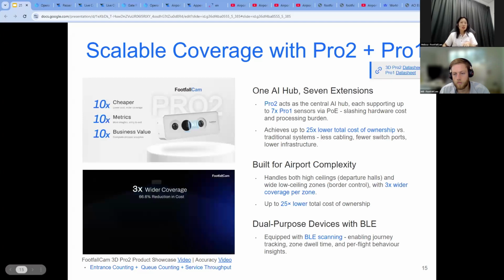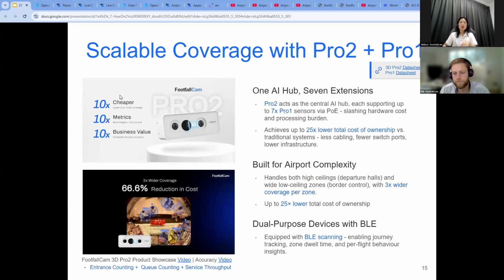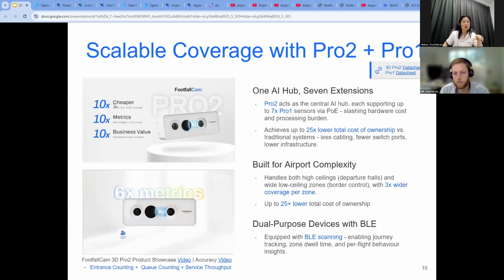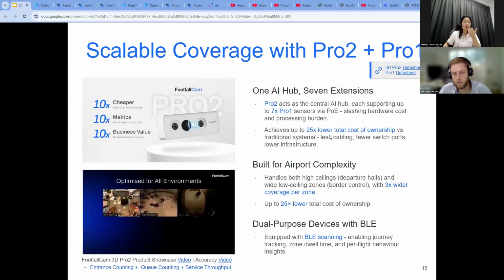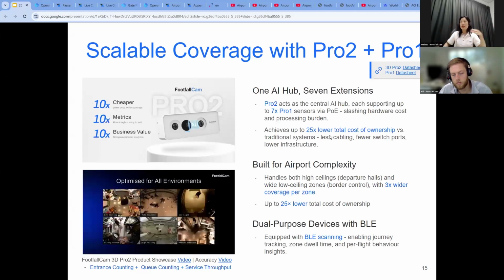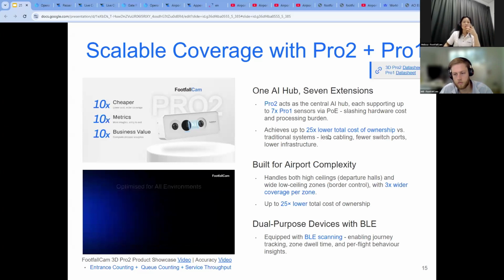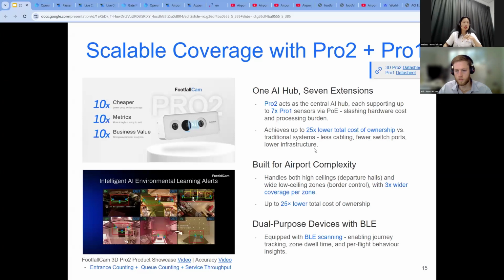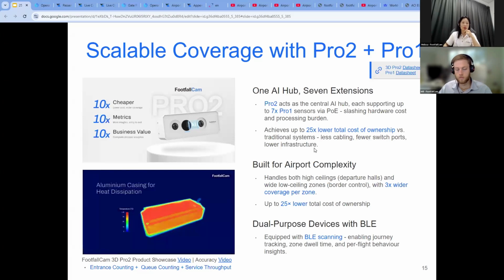Compared to alternative solutions in the market, this configuration is not just marginally better, it is 10 times cheaper in device cost alone. But the savings go far beyond that, because we now need fewer smart devices with the wider coverage, which also means less cabling, fewer switch ports, and a lower infrastructure burden. Together, this brings the total cost of ownership down by up to 15 to 25 times.